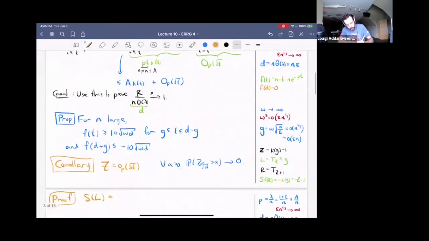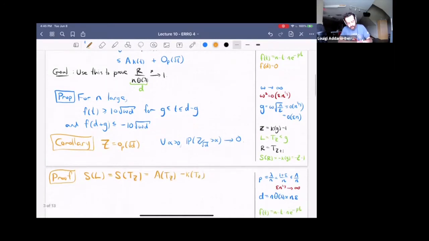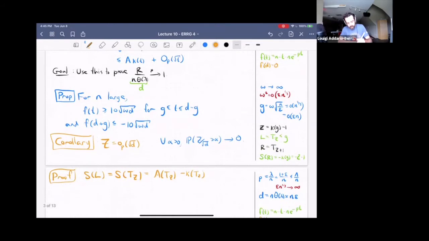Okay, so a bit more formally, S_L is the same as S of t_z, which we know is A_{t_z} minus kappa_{t_z}. We proved that identity in, I think, the second lecture. But at the time when we finish exploring a component, the active set is empty, and so we just get minus t_z. So that's minus z. Okay, so that's the first fact.